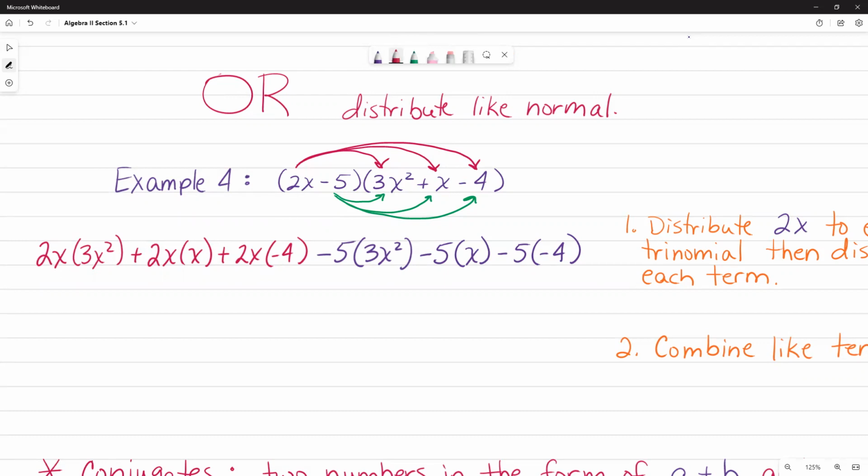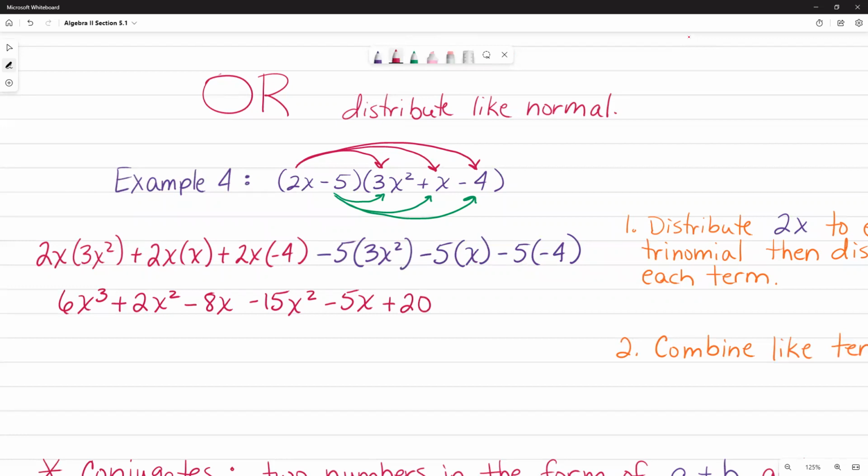Okay, so what's 2x times 3x squared? 6x cubed. 2x times x, 2x squared. 2x times -4, -8x. -5 times 3x squared, -15x squared. -5 times x is just, right, -5x. And -5 times -4 is plus 20.